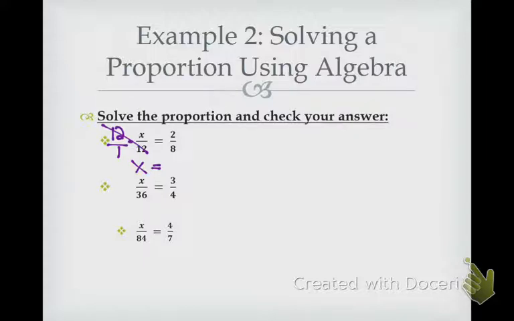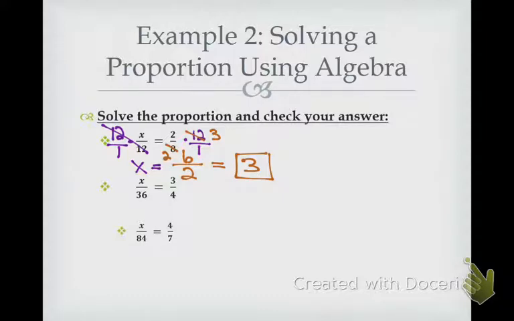But whatever I do to one side of the equation, what do I have to do to the other side? The same exact thing. So now I multiply 2 over 8 times 12. Can I cross reduce? Yes. What can I cross reduce? 8 and 12 down to 2 and 3. And now 2 times 3 is 6 over 2, which is what? 3. So x would equal 3.